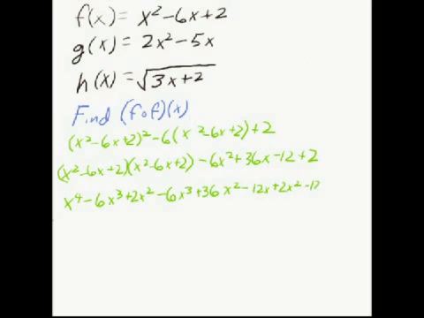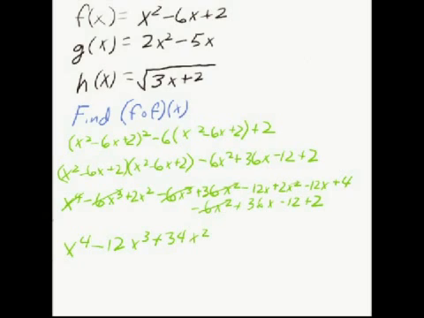9 terms you have to keep track of, multiply through by the 6. Then I start combining like terms, and I'm going to end up with a final answer of, let's see, just take care of my 12. So I'm going to end up with a final answer of x to the 4th minus 12x cubed plus 34x squared plus 12x minus 6.